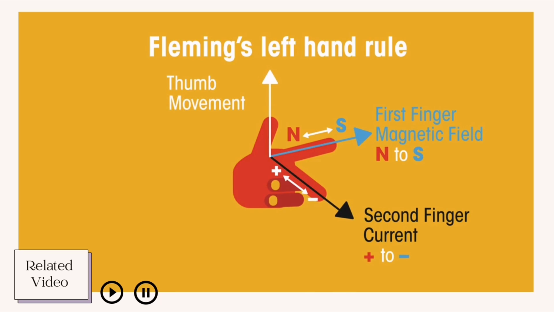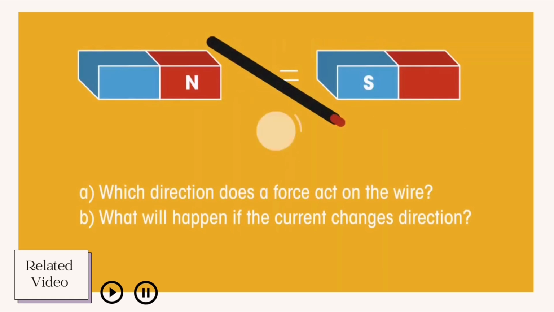Try to remember it this way: thumb, movement. First finger, magnetic field. Second finger, current. Let's try using Fleming's left-hand rule to answer a question. Pause the video and see if you can answer them.